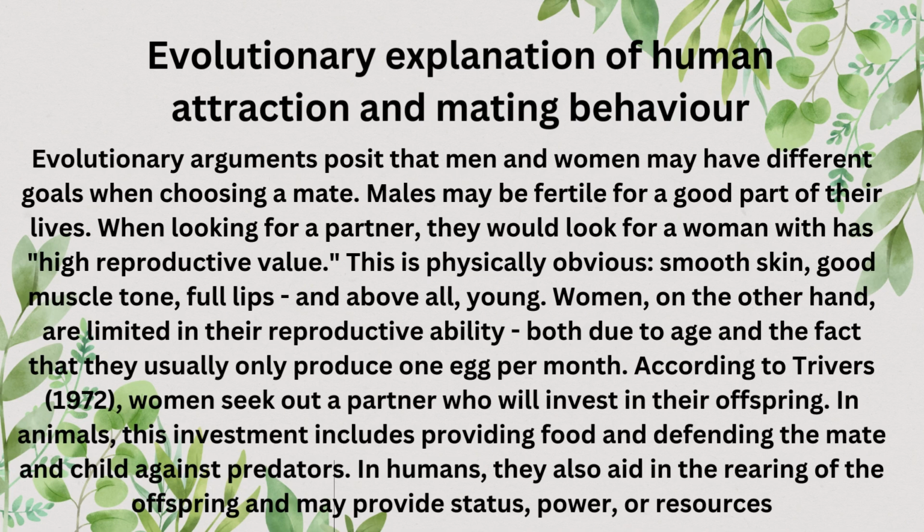According to Trivers 1972, women seek out a partner who will invest in their offspring. In animals, this investment includes providing food and defending the mate and the child against predators. In humans, they also aid in the rearing of their offspring and may provide status, power, or resources. So this has clearly been explained by the evolutionary explanation of psychology. Let's look at some supporting studies and see if this is actually true.